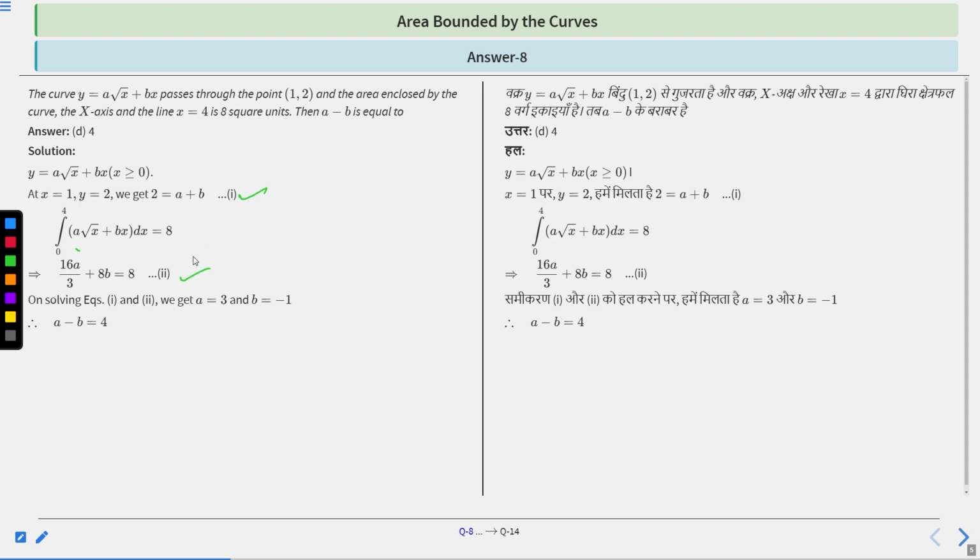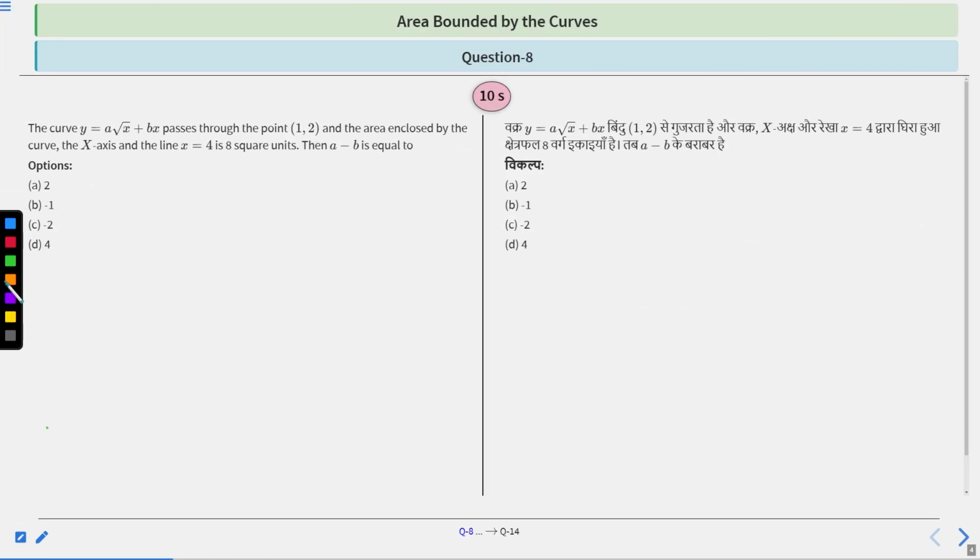Now on solving equation 1 and 2, you will get a is equal to 3 and b is equal to minus 1, right? And we have to find basically a minus b. So a minus b will be equal to 4. Clear? A minus b will be equal to 4. Option D is the right choice.